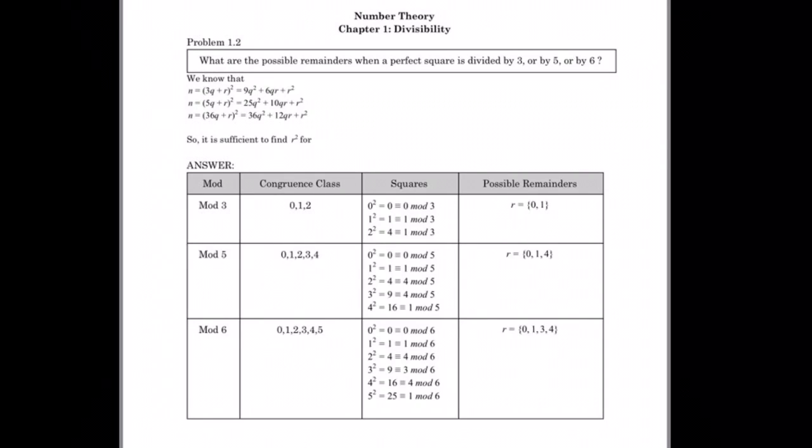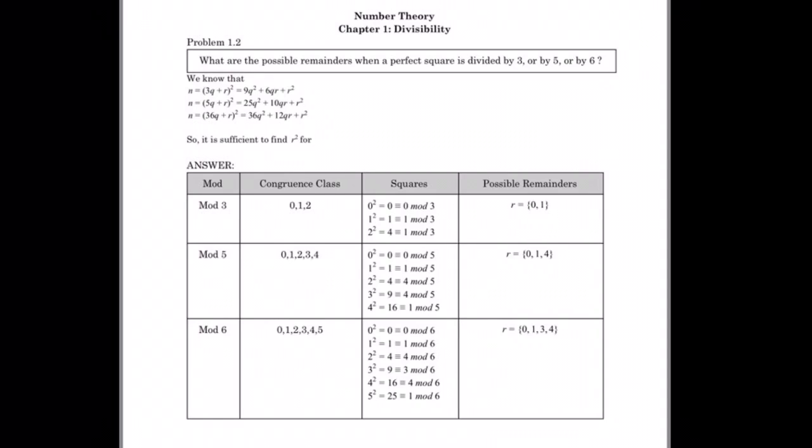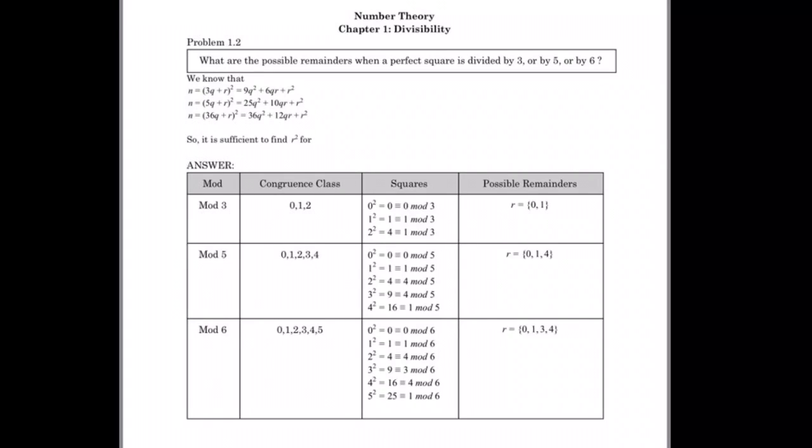If you follow this rule, just take the congruence classes and square each one, you'll find the same results on the table below for mods 5 and 6. The remainders in mod 5 are 0, 1, and 4, and the remainders in mod 6 are 0, 1, 3, and 4.